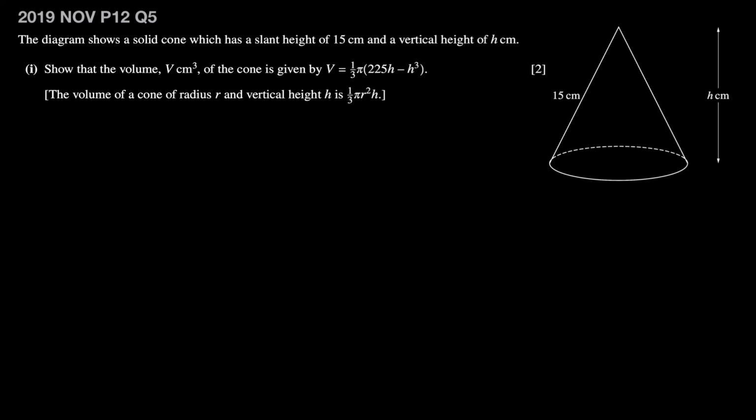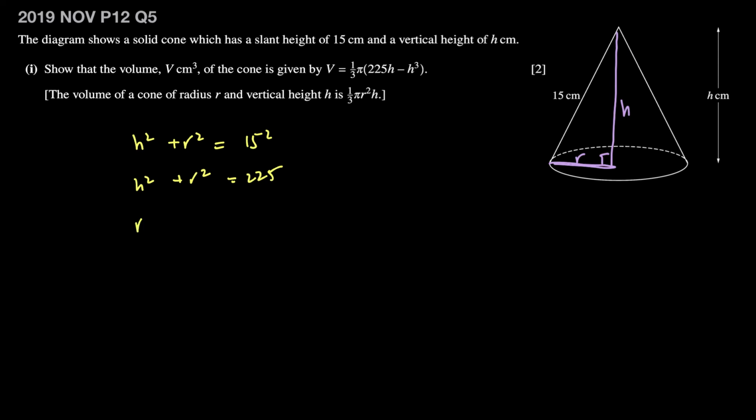Well, we know that the radius of the cone is simply r centimeters, right? And the height of the cone is simply h. And we have a right angle triangle over here. So we can use Pythagoras' theorem, which says that the sum of the squares of the two right angled sides, the opposite and the adjacent, is equal to the square of the hypotenuse. So we can say that h² + r² = 15². So that means h² + r² = 225.